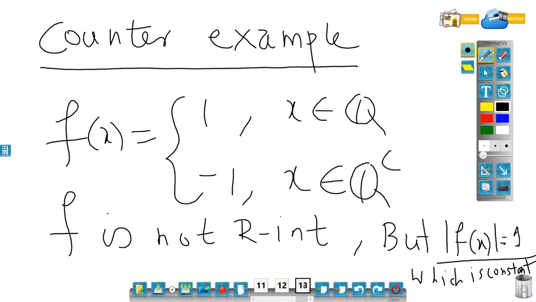Fine. So this completes a very nice property of Riemann integration. So in upcoming lectures we will even prove a few more properties of real valued functions.